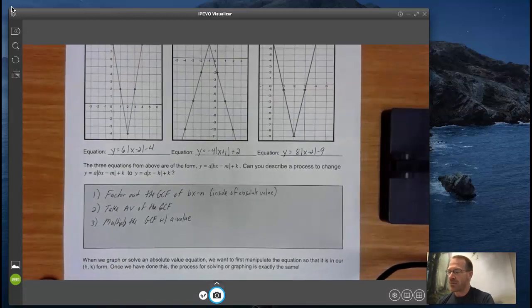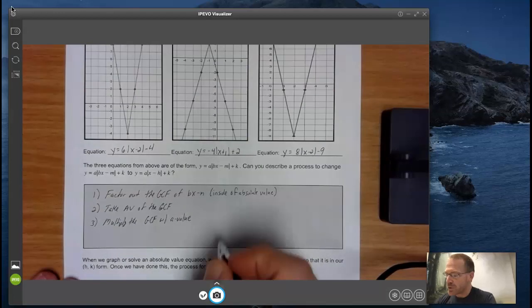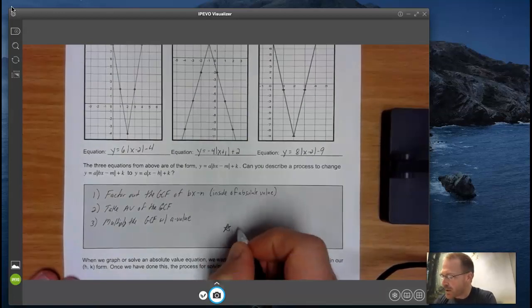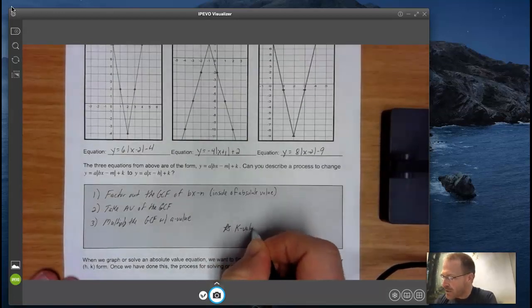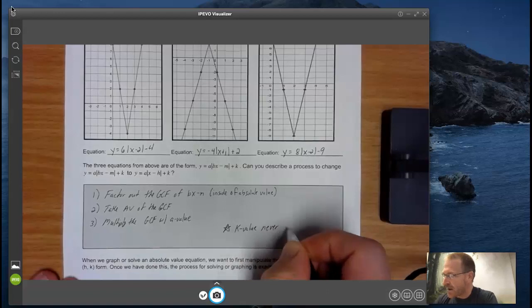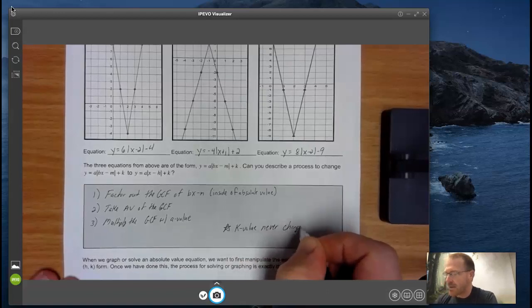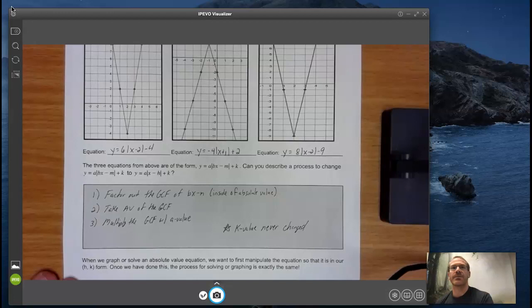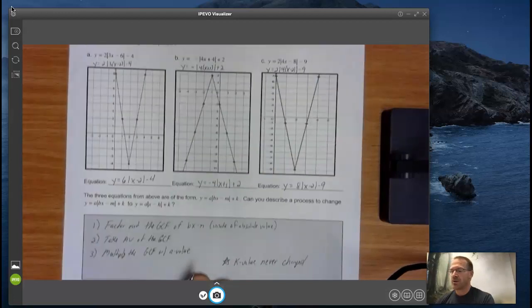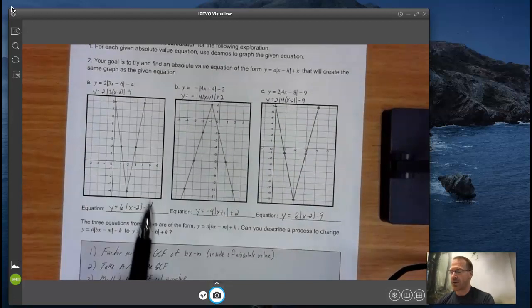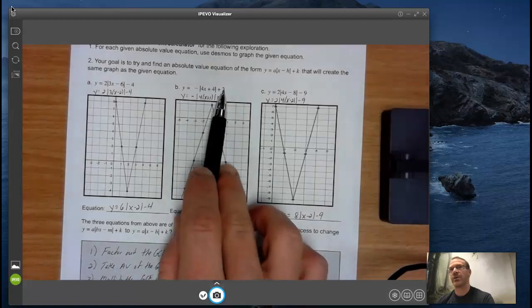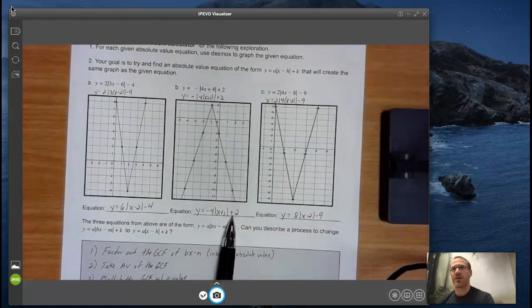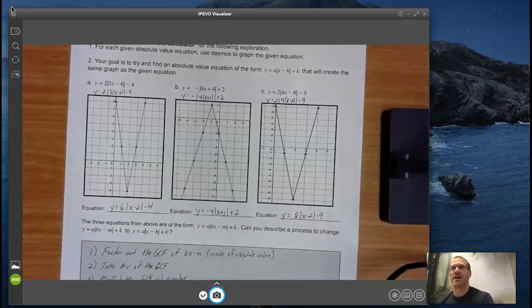Now, notice in all of these problems, I'm just going to put a star here. Notice in all of this, our k value never changed, right? So it had no effect on that k value, all right? So notice, up here, we had minus 4, we still have minus 4. We had plus 2, if you put it in the problem, I left it out there, but plus 2, and then minus 9, and minus 9.